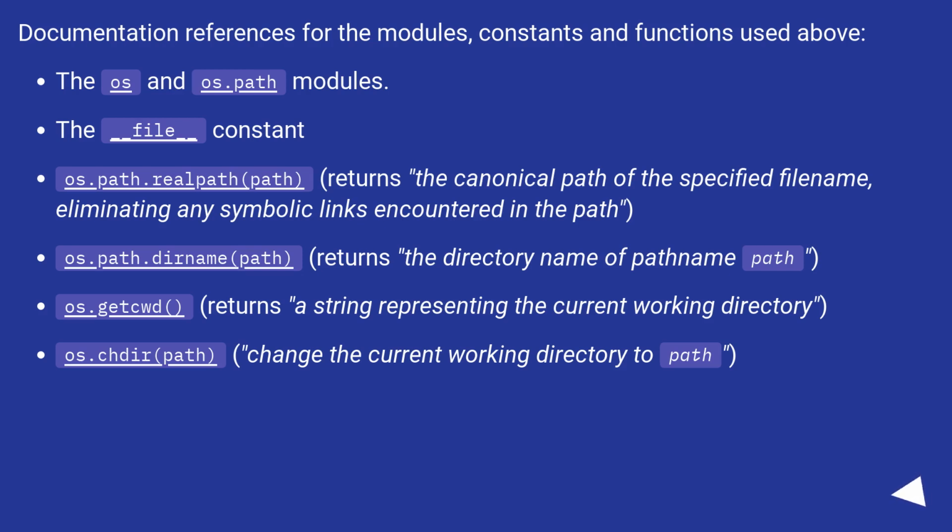os.path.realpath returns the canonical path of the specified file name, eliminating any symbolic links encountered in the path. os.path.dirname returns the directory name of pathname path. os.getcwd returns a string representing the current working directory. os.chdir changes the current working directory to path.